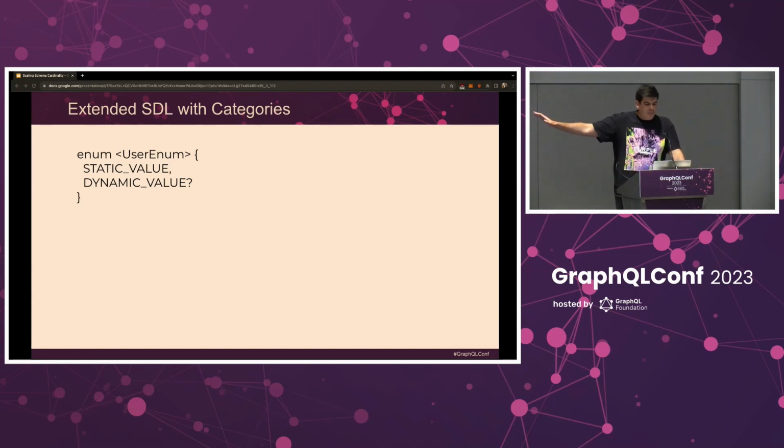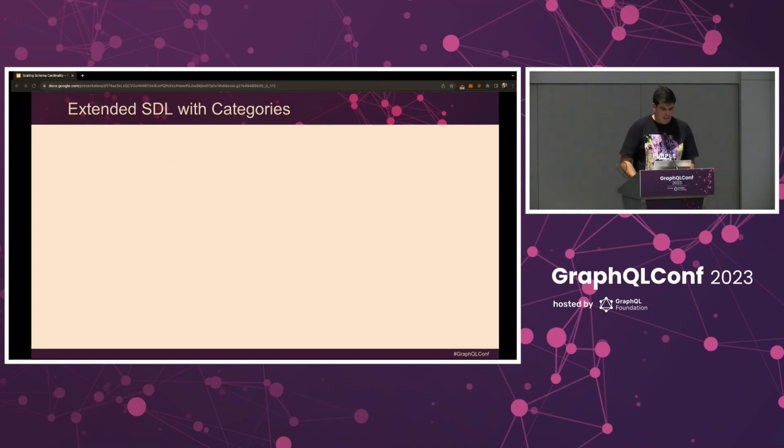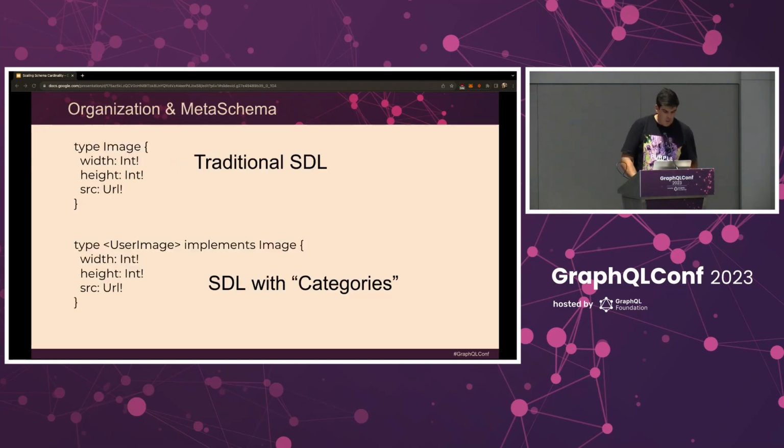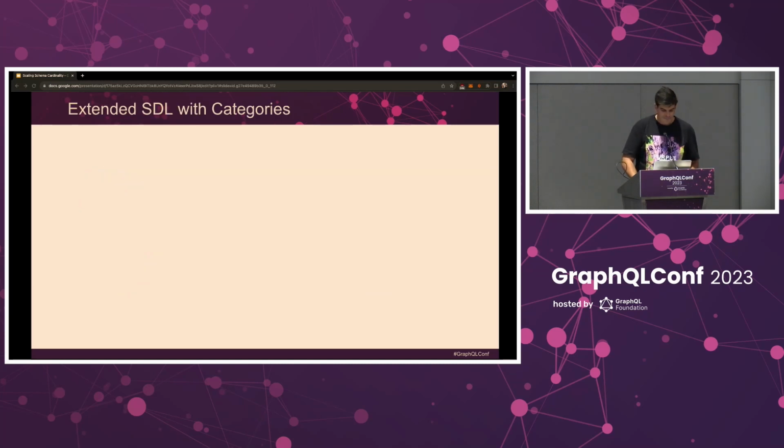We can have these categories interleaved with the regular SDL, and then the client can build a graph of types and categories. When the client is working with queries, it may not know the exact concrete types it's dealing with, but we can annotate those queries, perhaps using directives, to say that these are the types I'm working with. I don't have as strong a contract as I do with a fully static set of types, but I can see that maybe this type lives within the user image category, and I know I at least have something like width, height, and source on it.